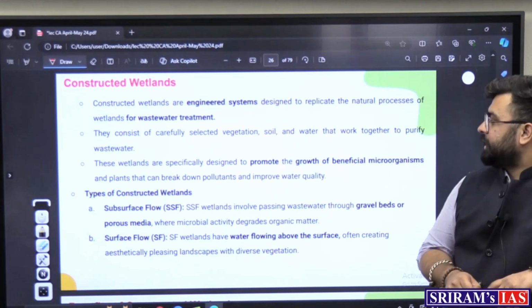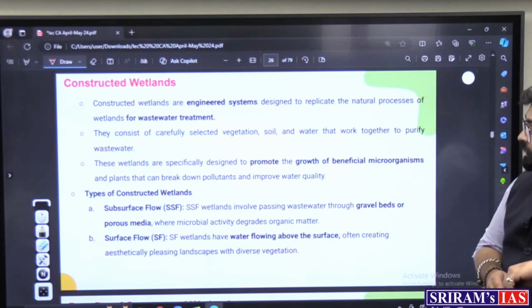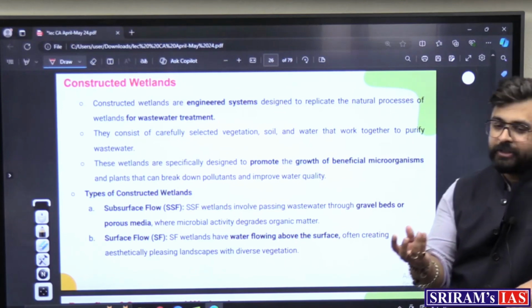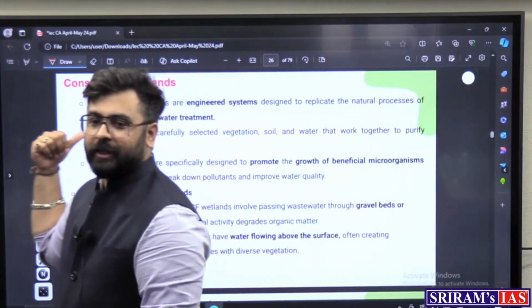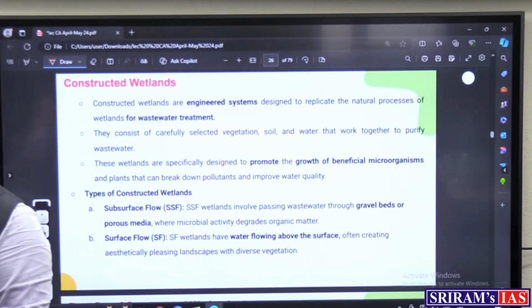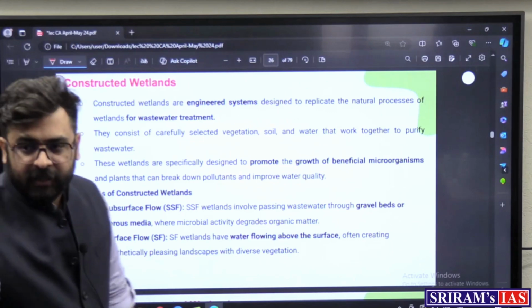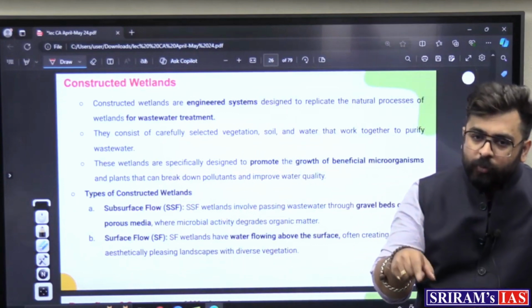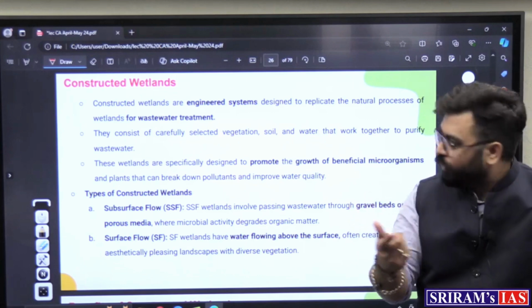These wetlands are specifically designed to promote growth of beneficial microorganisms and plants that can break down pollutants and improve water quality. In wetlands you will grow such plants, because it is artificially constructed, so you will decide what plants will grow. When they grow, they will break down and absorb the pollutants, thereby making water more sustainable. The quality of the water will improve.